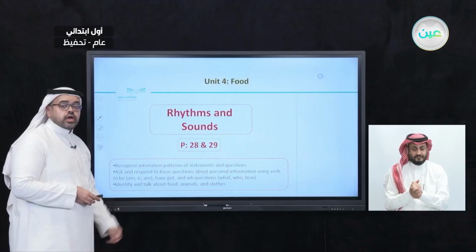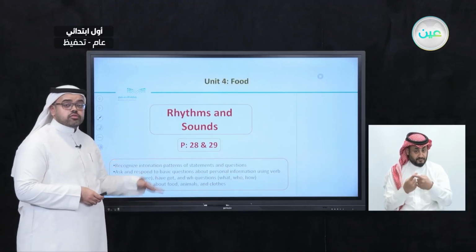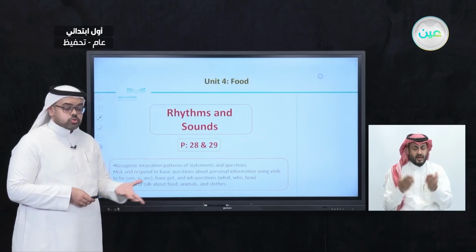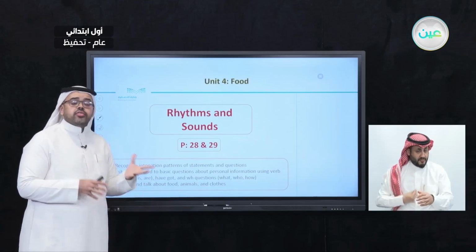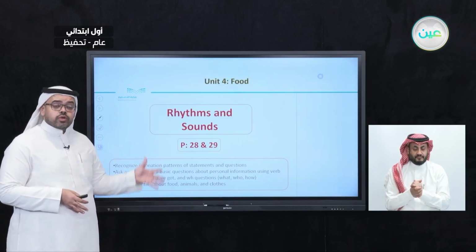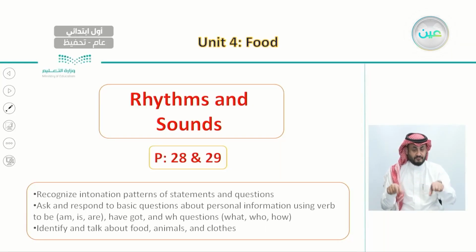And this was the first lesson in this unit, to be able to talk about the things that you like and the things that you don't like. After this, we had the other lesson, which is Rhythms and Sounds, on pages 28 and 29. Our objectives with this lesson were to recognize intonation patterns of statements and questions, and also to ask and respond to questions with personal information using pronouns and verbs to be, like am, is, are, and also to talk about food, animals, and clothes.